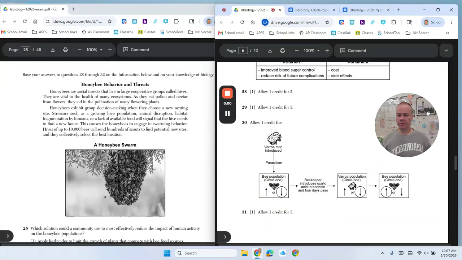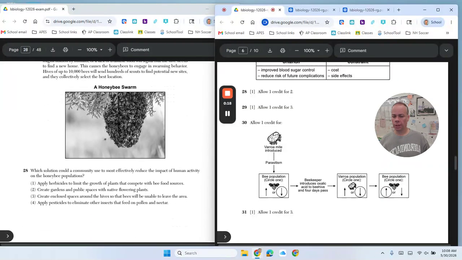Moving on to question number 7 on the January 2026 Biology Regents Exam in New York State, questions 28 through 32. This cluster focuses on honeybees, and you have some reading at the beginning about honeybees and their behavior. This is focused on their group behavior, which is one of the standards. You see a swarm there of honeybees.